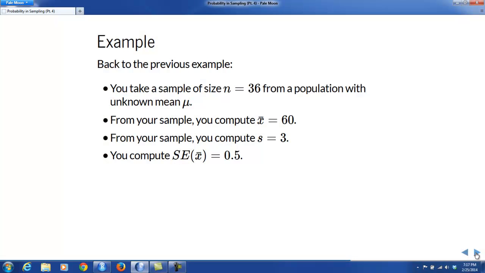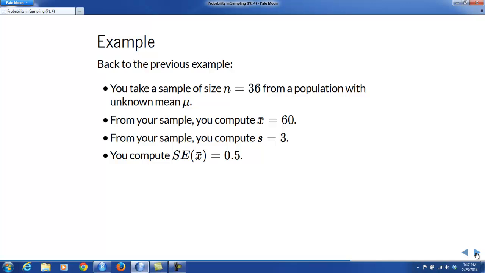So let's go back to the previous example and jazz things up a little bit. So you've taken a sample of size 36 from a population with an unknown mean mu, and from your sample you compute x bar is 60. From your sample you further compute that the standard deviation of that sample is 3, and then just as before you compute the standard error of x bar, and it's 0.5.